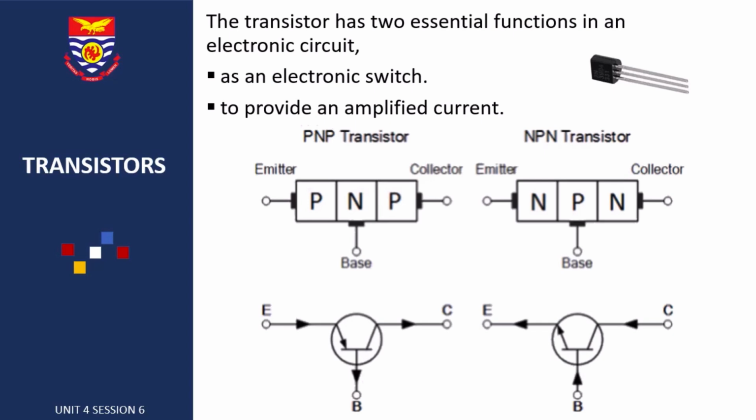A transistor has two essential functions in an electronic circuit. That is, one, as an electronic switch, and two, to provide an amplified current. There are two types of a transistor. That is the NPN transistor and the PNP transistor.